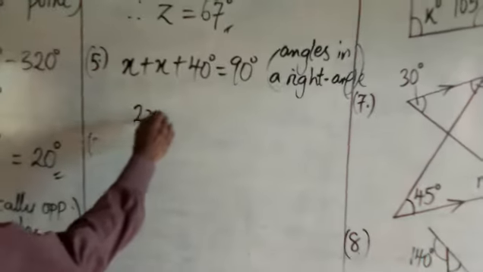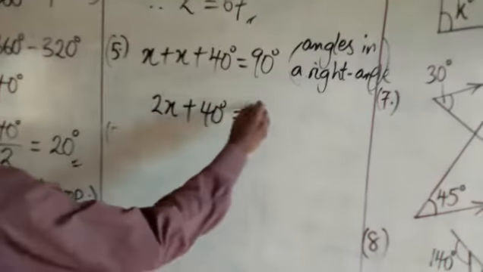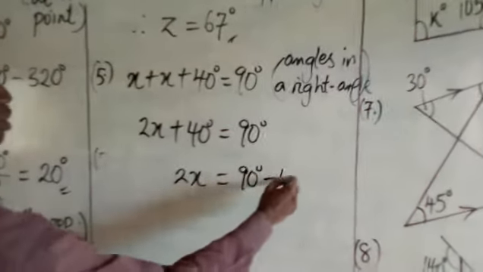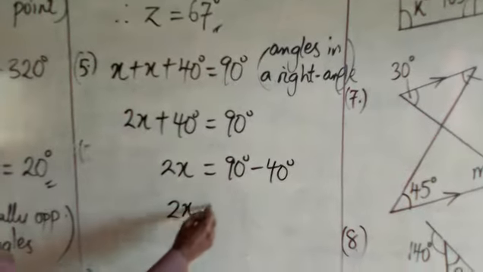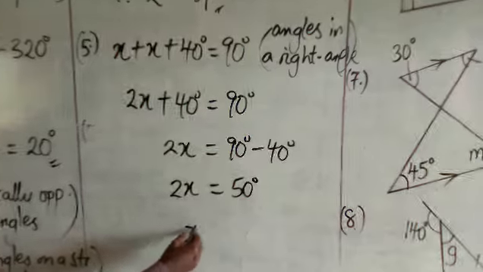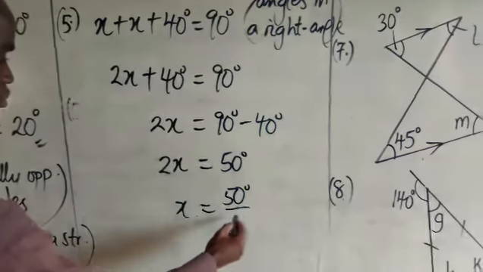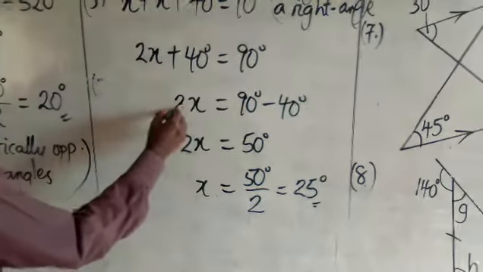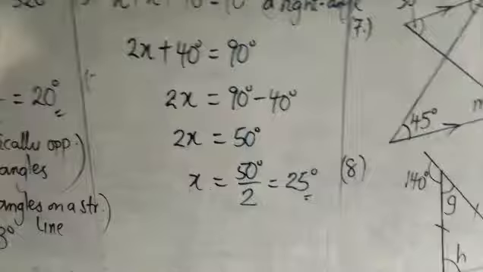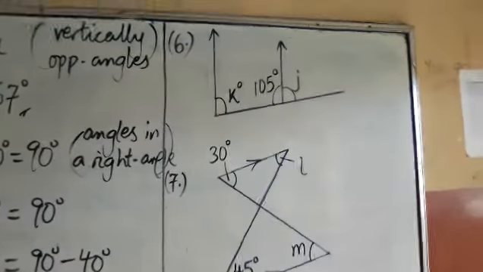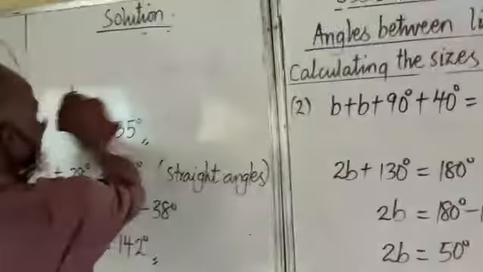x plus x is 2x plus 40 degrees is equal to 90 degrees. 2x is equal to 90 degrees minus 40 degrees. 2x is 50 degrees. Divide both sides by 2 will give x equals 50 degrees over 2, 25 degrees. Okay, so the next one, question 6. Let's solve question 6 here.